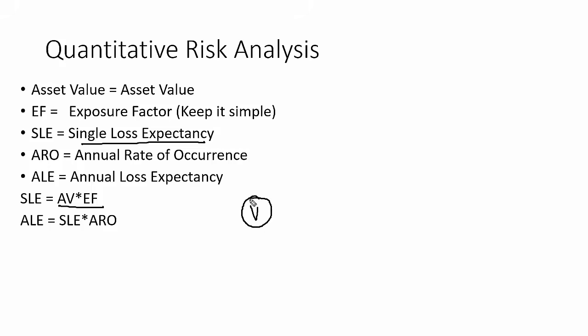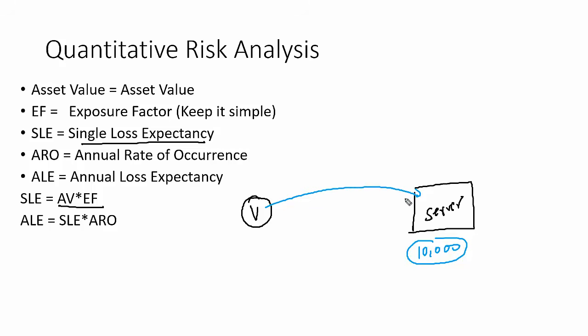Example, there is a virus and there is a server. The server has an asset value of, suppose, $10,000. If the virus attacks the server one time, the server will be down. But the question is, if the server is down, what is the impact that we need to calculate? So the formula is SLE equals asset value into exposure factor. Here the asset value is $10,000.